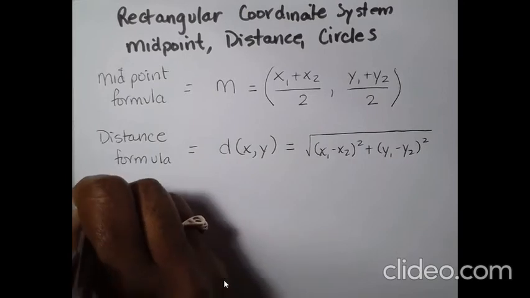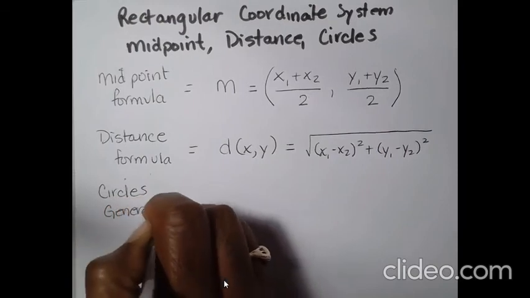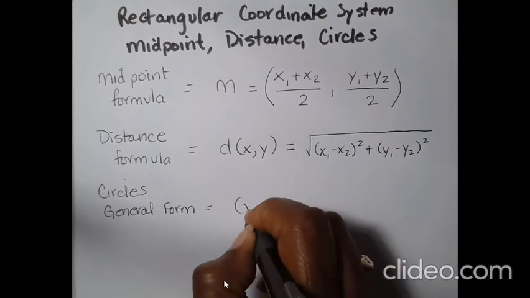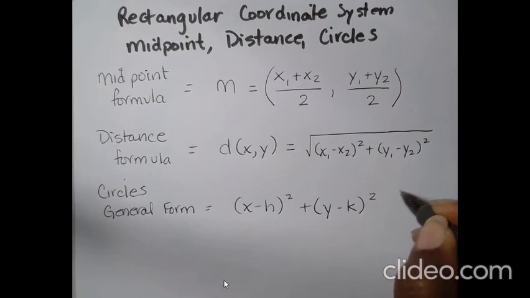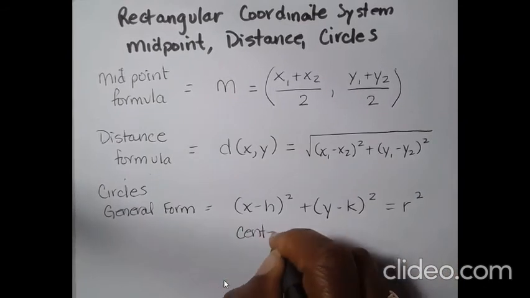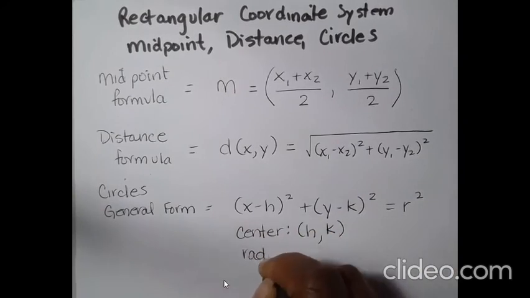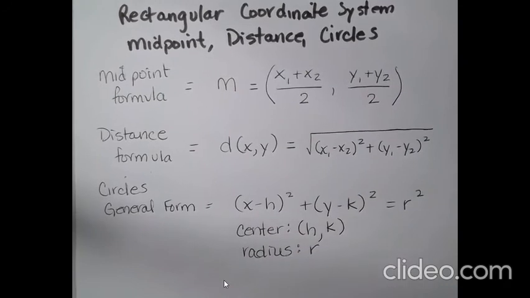And then for circles, I'm going to put in here the general form for circles is x minus h squared plus y minus k squared equals r squared. So where the center is (h, k) and the radius is r. These are 3 formulas we will use in this video, so I wanted to get them listed up front. We will definitely refer back to them.